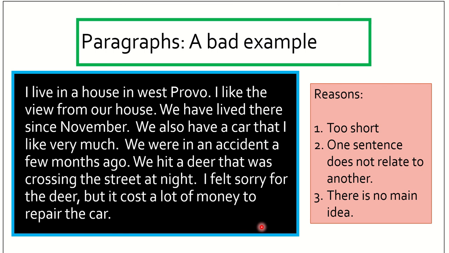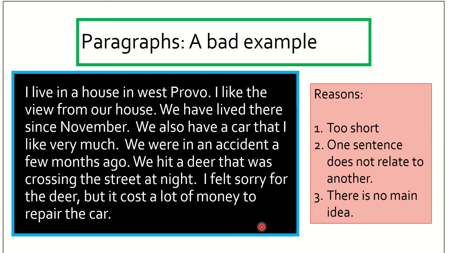Okay, now I'm going to consider this as a bad example of a paragraph. These are the reasons why I consider it a bad paragraph. The first one is that it is too short, right? What I mean is the number of words in the sentences. Although it consists of more than sentences, 1, 2, 3, 4, 5, 6, 7, okay, 7, the sentences are quite short.